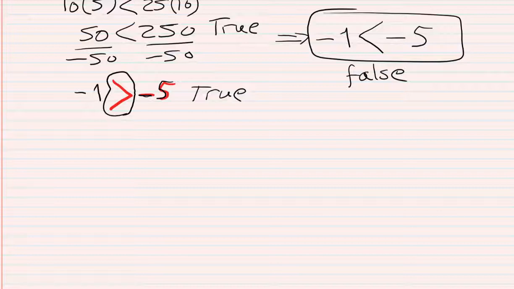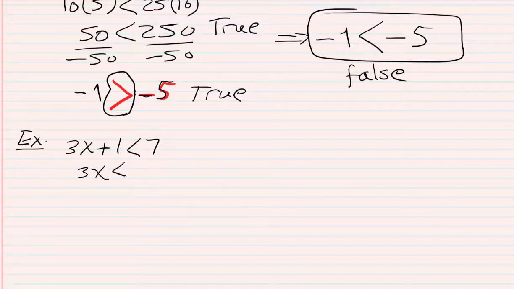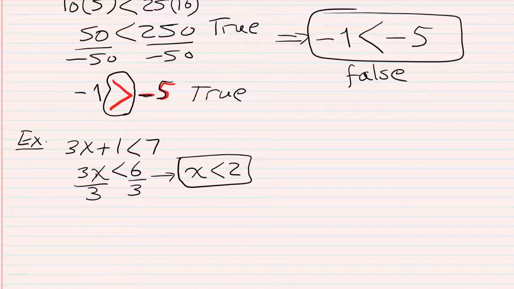Now, let's take a look at some exercises. Let's say I want to solve this inequality. Suppose I have something not too complicated. Most of these are not even complicated. 3x plus 1 is less than 7. We need to isolate x. To isolate x, I'm going to subtract 1 from both sides. And then we divide by 3 on both sides. And here we get x is less than 2. And there we have it.